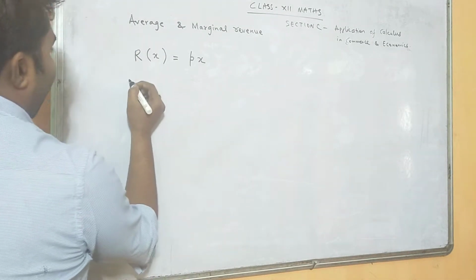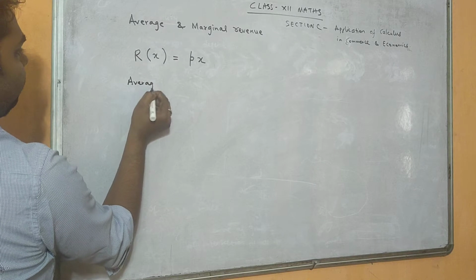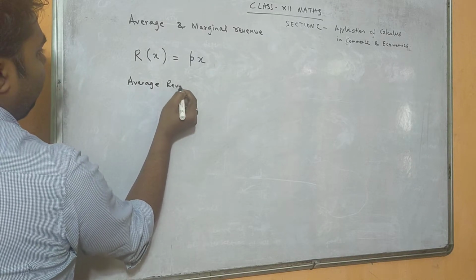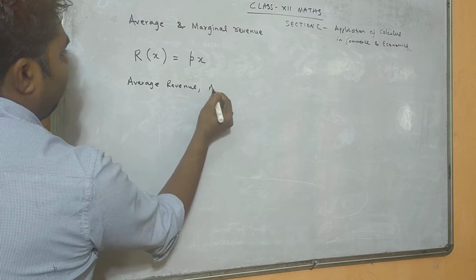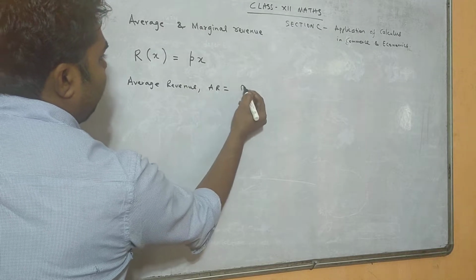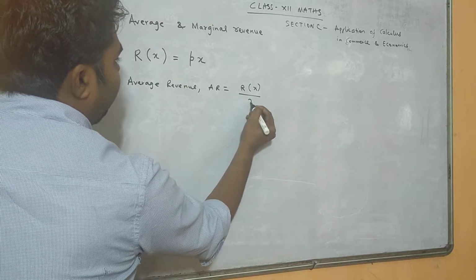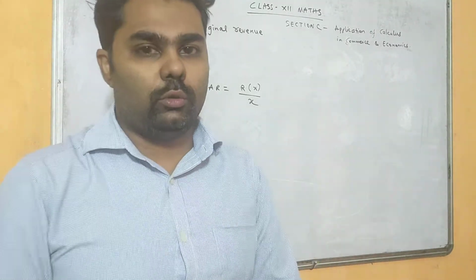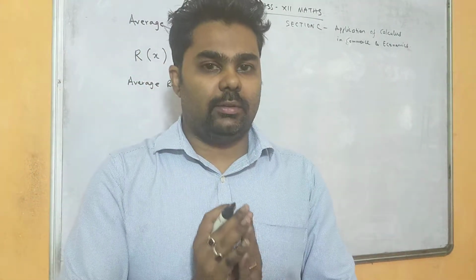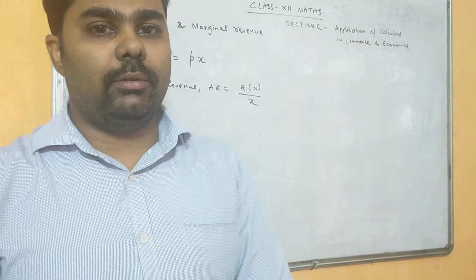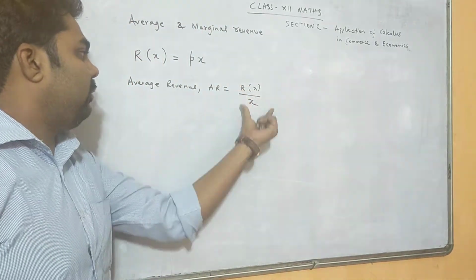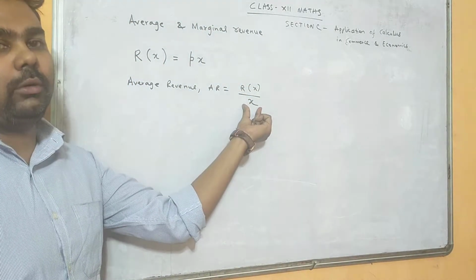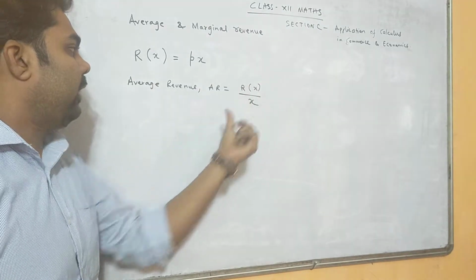Next, average revenue is given by AR. Average revenue means total revenue divided by x. Similarly, when we found average cost, what we did was cost function divided by x, right? Similarly, here we are finding average revenue, so total revenue divided by the number of commodities sold, right?